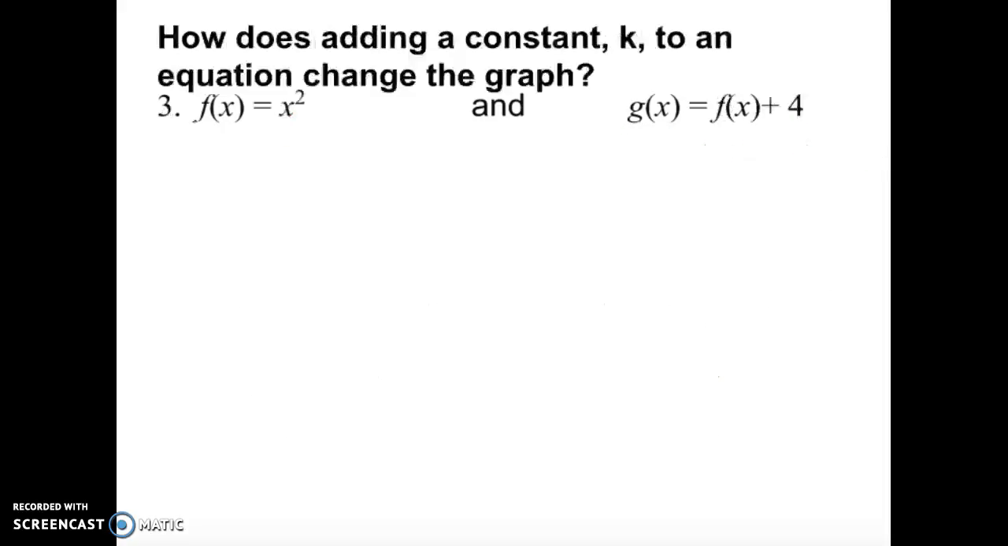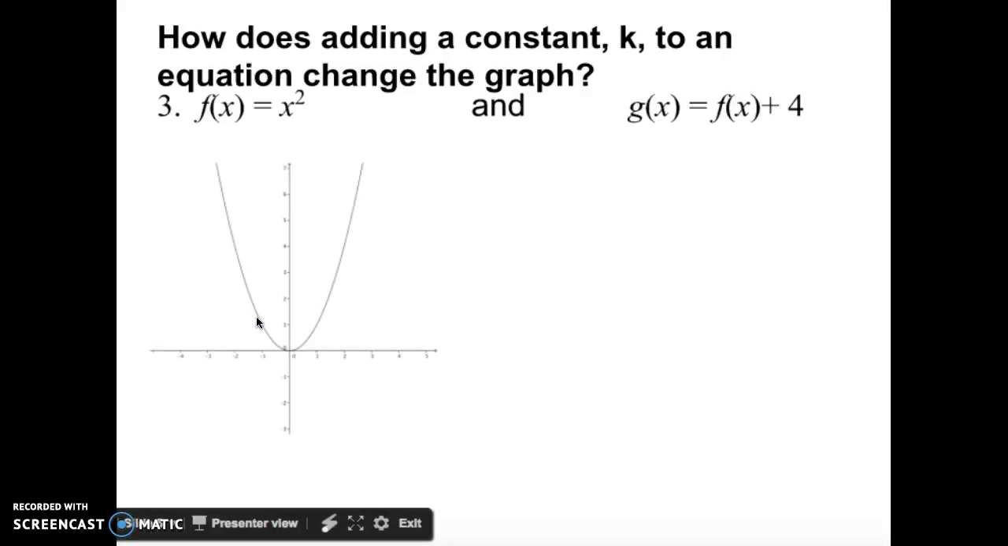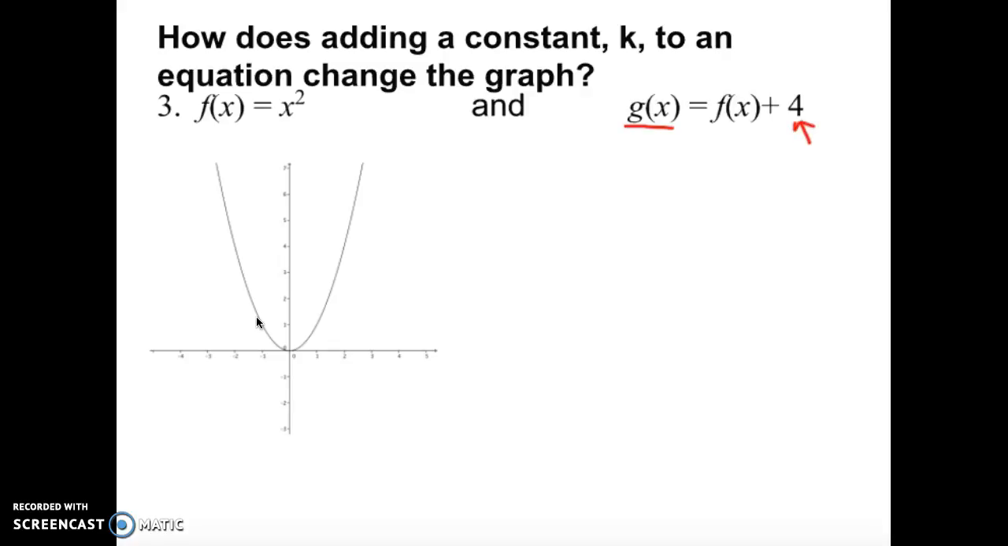All right, for our third slide, we have f of x equals x squared. You should know that's a quadratic problem, so it ends up making some type of U. So let's go ahead and look at that. Okay, so there's our U. And what we're doing over here is a little bit different. It says, let g of x equal f of x plus 4. Okay, again, you are adding a number at the end of the function. So that should mean that graph is going to shift up 4 units.